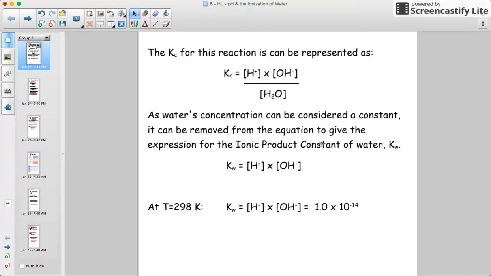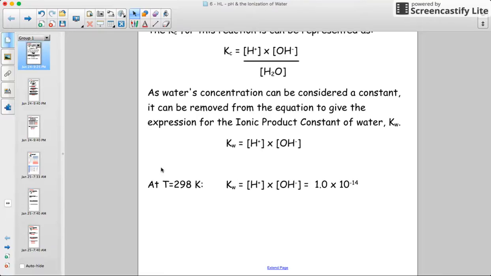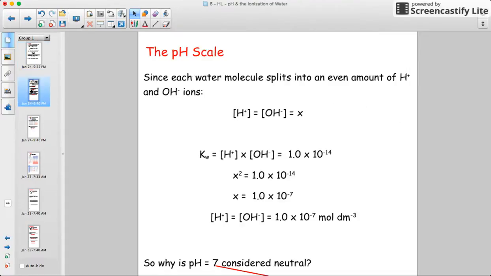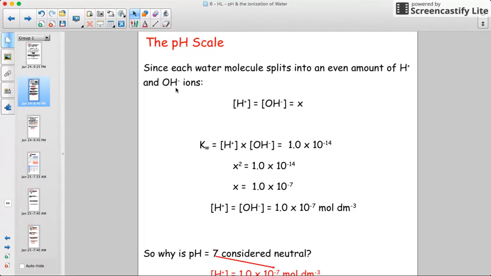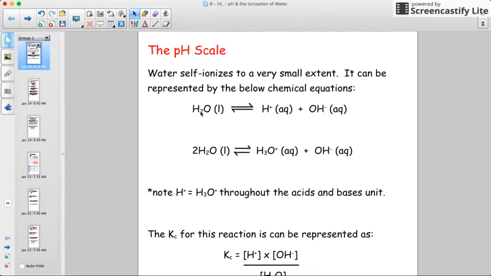Now, the name's pretty good. It's a constant, and it's the product of the ion concentrations, right? When you multiply these two things together, that's what we get for Kw. And at 298 Kelvin, or 25 degrees Celsius, the Kw of water has been determined to equal 1 times 10 to the minus 14. Well, anytime water splits, it's going to make an even amount of H+ and OH-. So in neutral water, these two concentrations should always be the same.